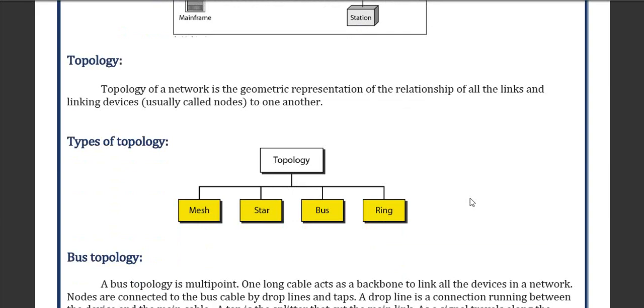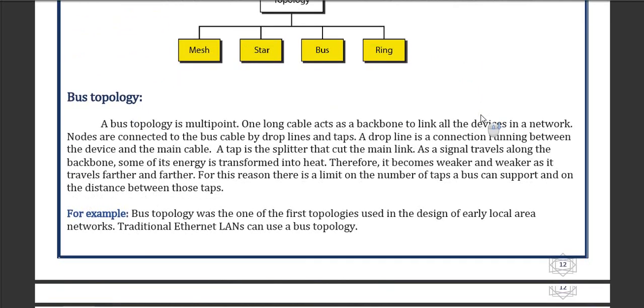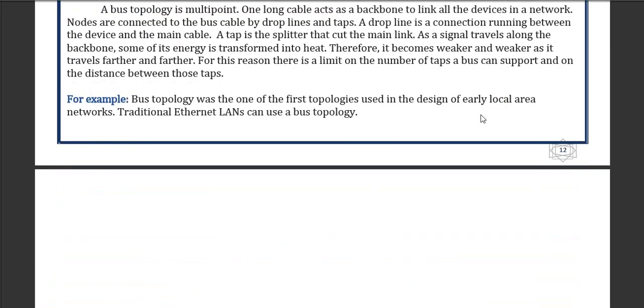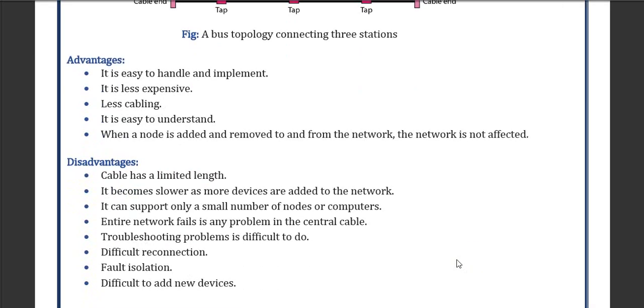Now we are moving to the topologies. The topology of a network is a geometrical representation of the relationship of the links and devices. Topologies can be mesh, star, bus, and ring. The bus topology looks like a bus. In this section we have a cable which starts and goes to the end, and stations are connected with this. This topology looks like a bus, so it is known as a bus topology. The advantages and disadvantages of this topology are given.